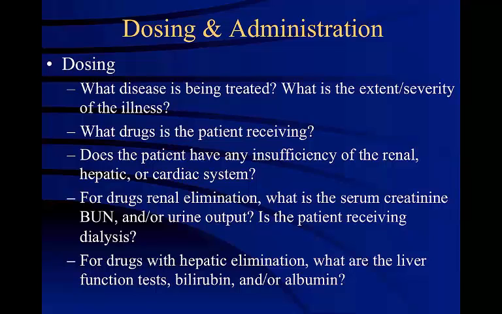Does the patient have any insufficiency of the renal, hepatic, or cardiac system? For drugs renally eliminated, what is the serum creatinine, BUN, and or urine output? Is the patient receiving dialysis? For drugs with hepatic elimination, what are the liver function tests, bilirubin, and or albumin? You also need to consider the patient's weight and whether the drug is dosed per ideal body weight, actual body weight, or adjusted body weight.